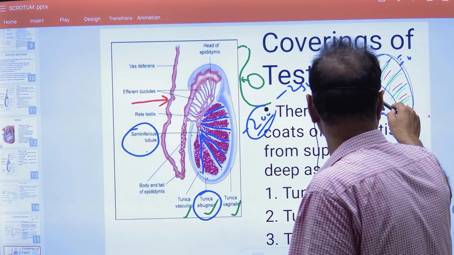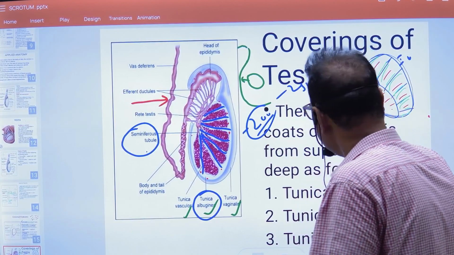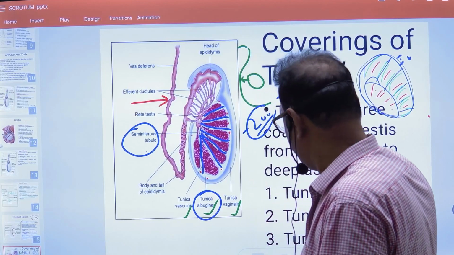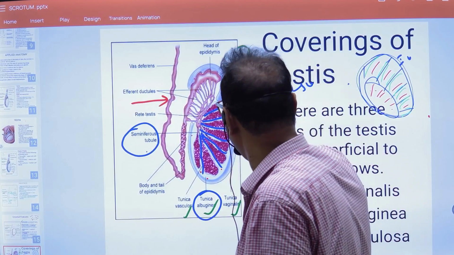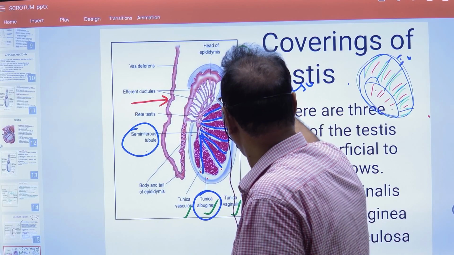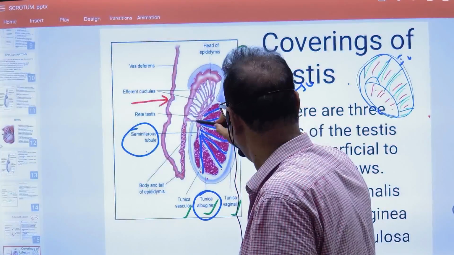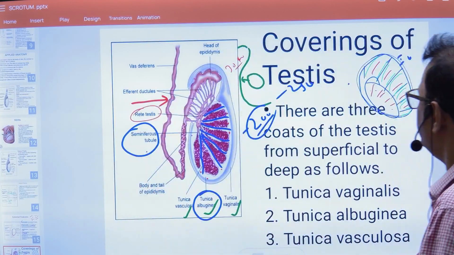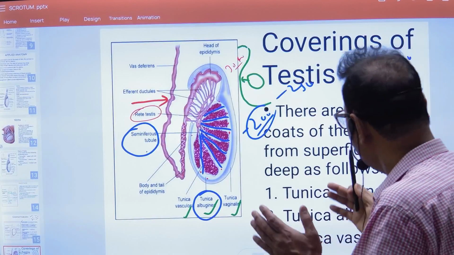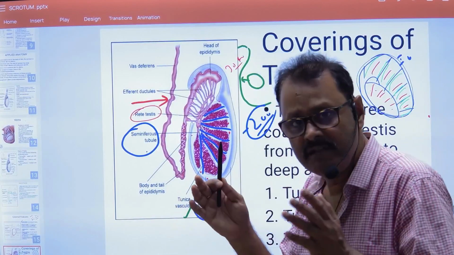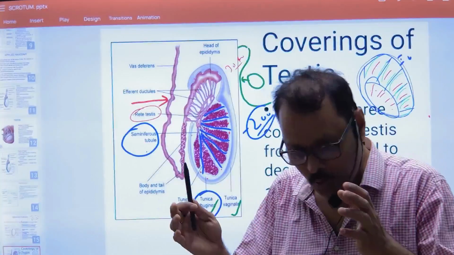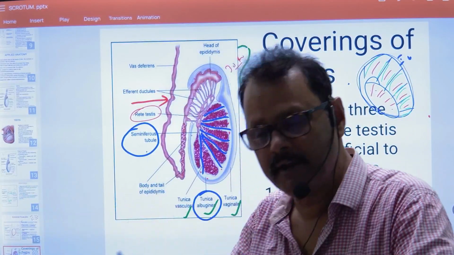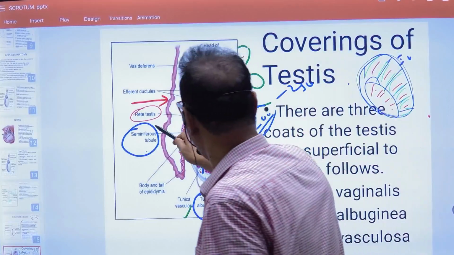See over here, they are coming over here, and this forms the total 600, 700 number. They are forming the 30 to 40 vessels over here, seminiferous tubules over here, and this is known as the rete testis. This is known as the collection of the seminiferous tubules at the posterior border, the convergence of the seminiferous tubules, 200 number getting converted into 30 to 40. This is known as the rete testis.